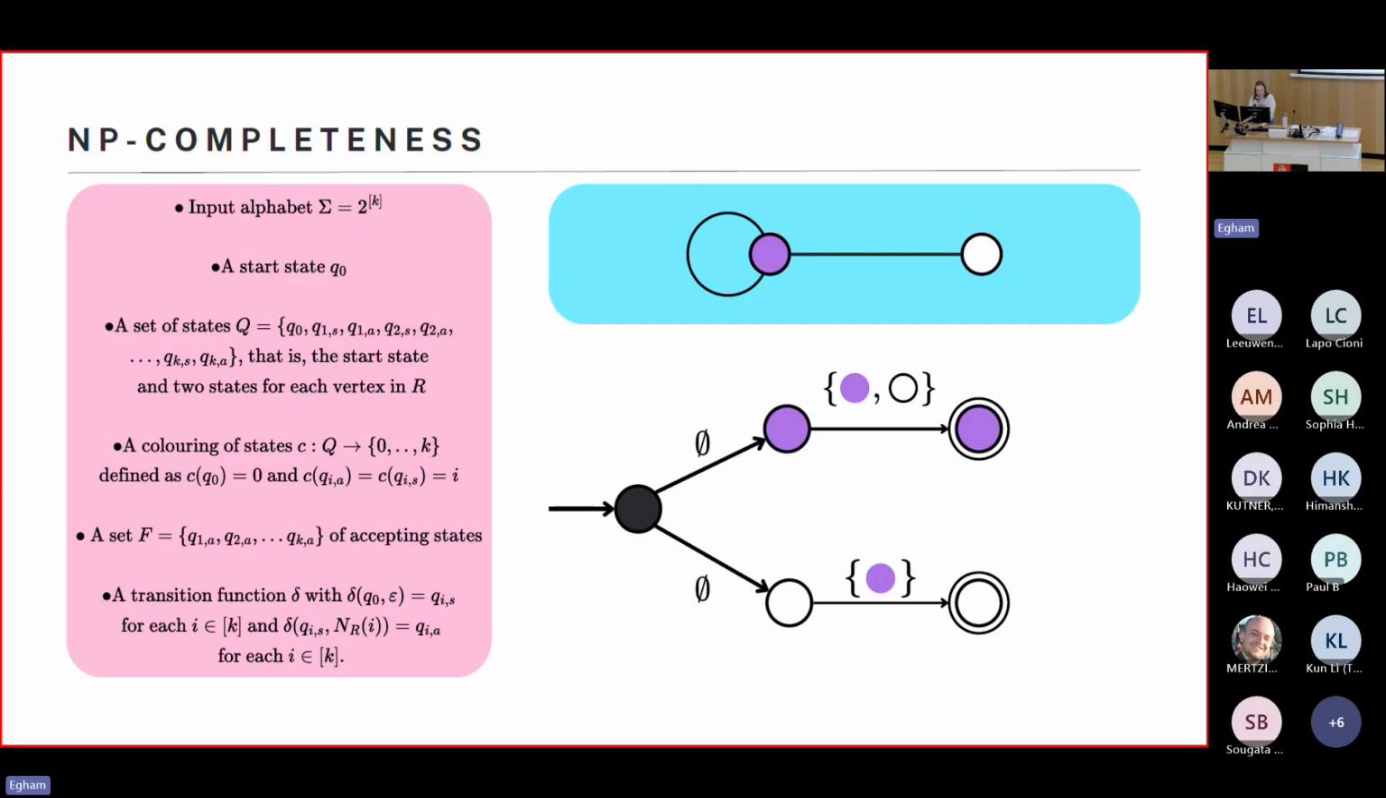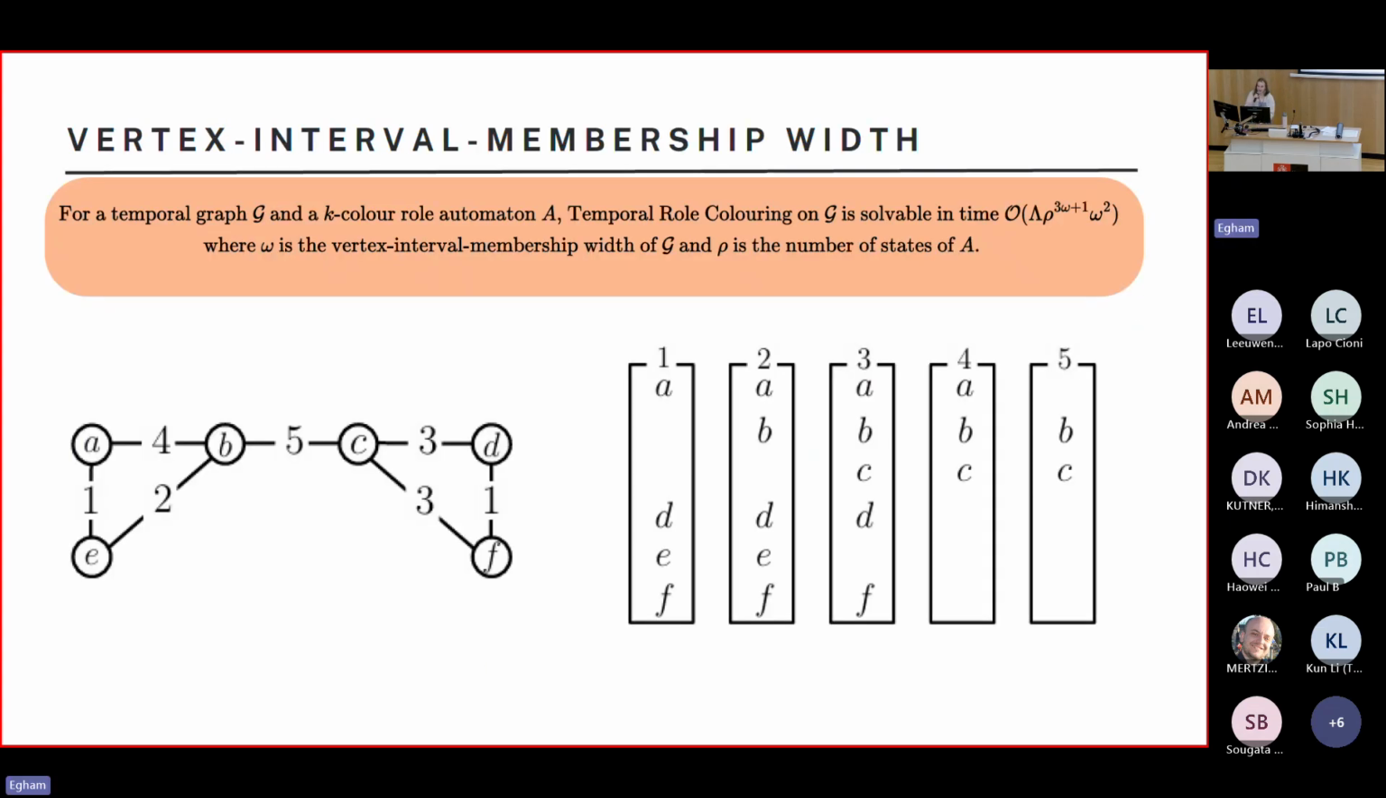And to do that, we start thinking about parameterized complexity and parameters for which, if they're small, the problem can be solved more efficiently. So the first parameter we do this for is vertex interval membership width. This is a temporal parameter, and it says, for each vertex, look at the time in which it first has an edge to it, and look at the time in which it last has an edge to it. And this is its active interval.